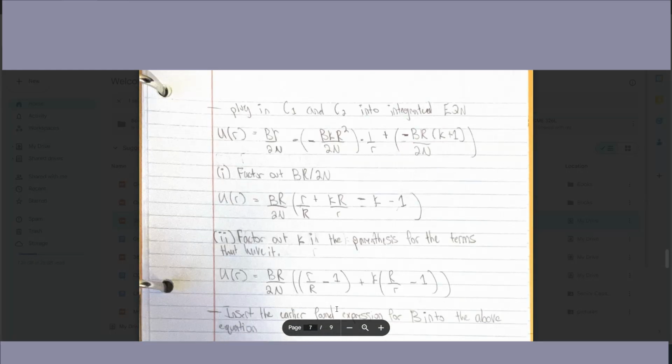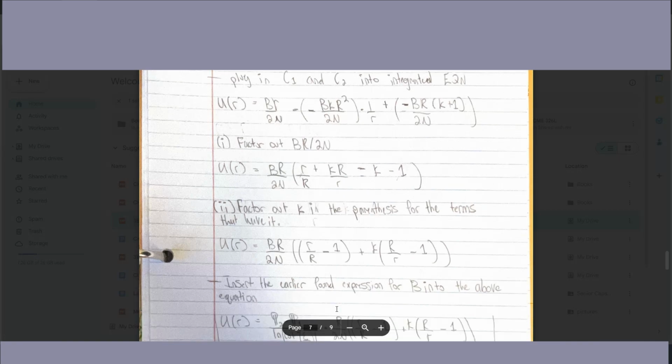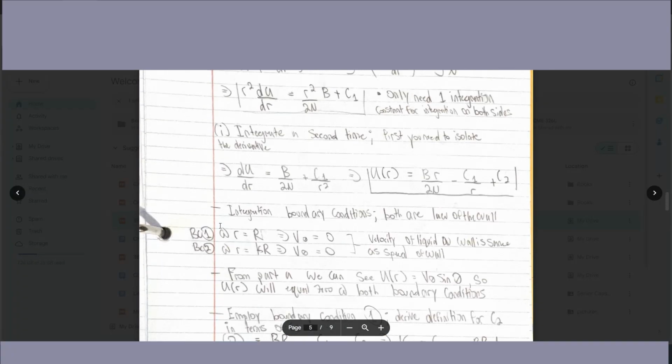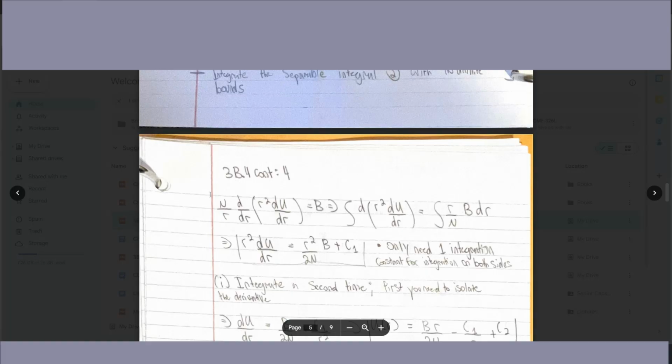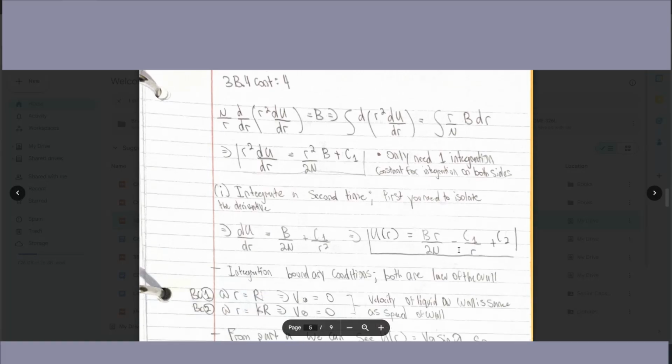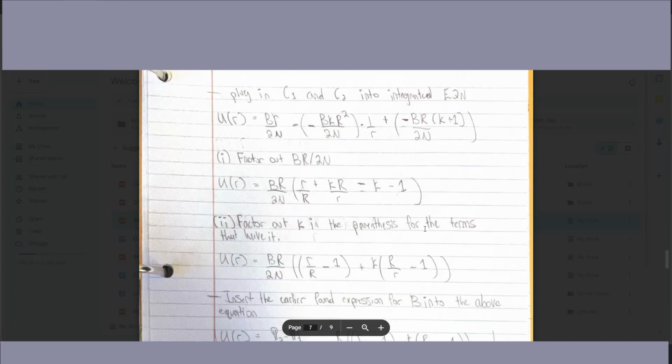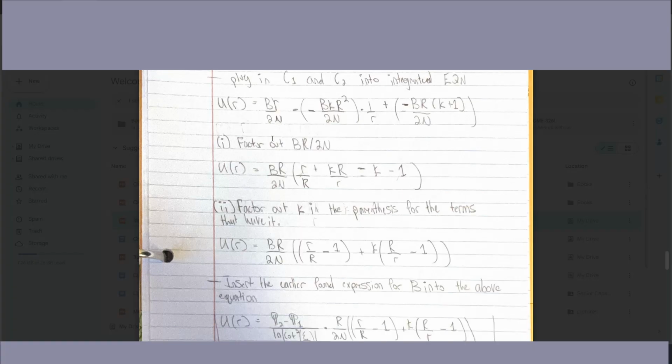Plug in C1 and C2 back into the integrated equation. Okay, so yeah, you do that. You just plug in C1 and C2 back into this equation. So UR equals this. Vector out BR over 2 mu. Again, all of this is just to make the equation prettier so it matches the textbook answer. Factor out K in the parentheses for the terms that have it. Again, making it pretty.